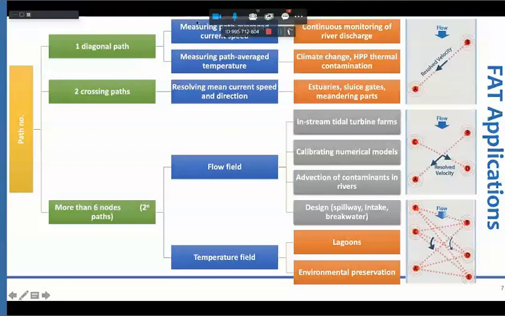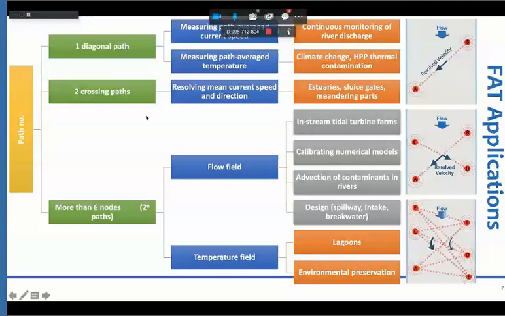So if you have one diagonal path, you can measure the current speed in rivers. It's really good. Or you can study climate change because you're measuring the temperature, or you can use it for hydropower plants because they introduce thermal contamination. HPP, or hydropower plant, means that you're going to need a dam, and a dam means that you have a small lake behind it. The water in the lake is usually much colder than the river. So by opening up the gates to run the turbines, you're going to contaminate the downstream by introducing a lot of cold water.